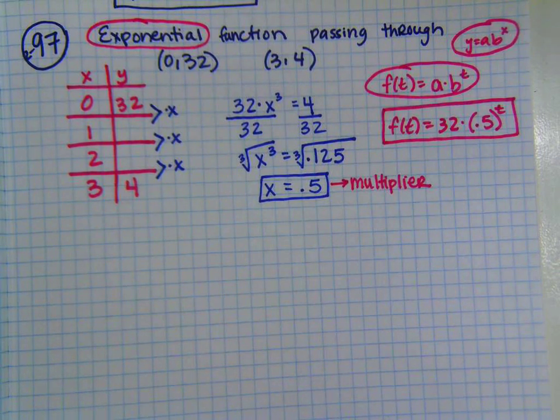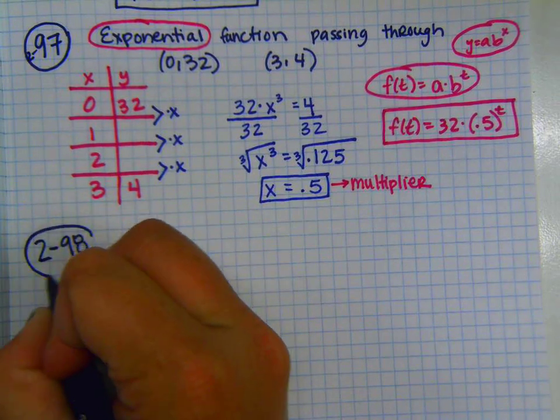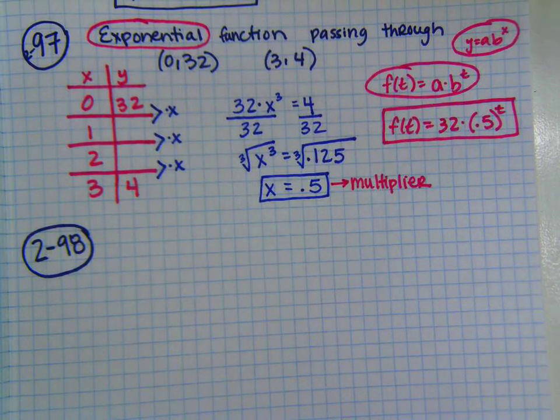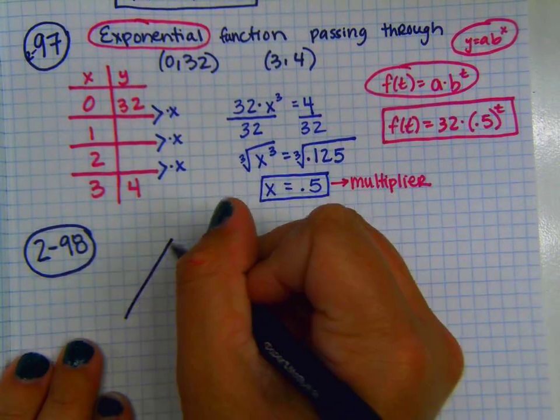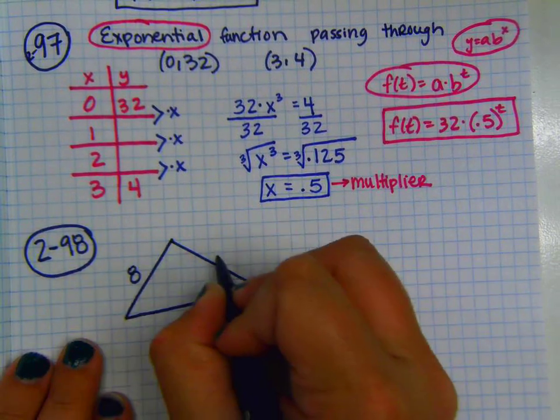Now for 2-98. It says, if two sides of a triangle are 8 and 13, what do you know about the length of the third side? So we know that two sides are 8 and 13, and then we need to figure out what we know about that third side. This is what we talked about with the triangle inequality theorem. We have some triangle, we don't know what it looks like, and we have a side length of 8 and a side length of 13.